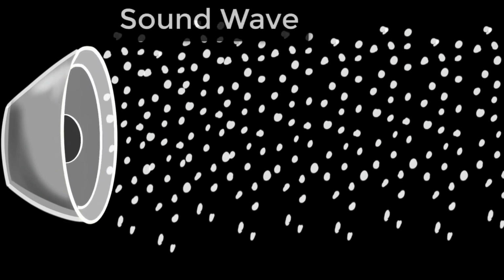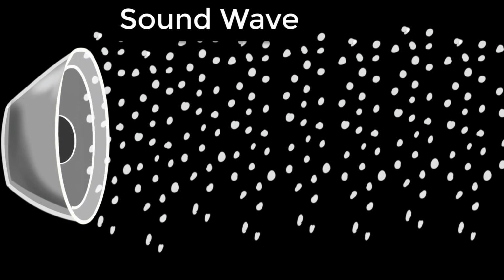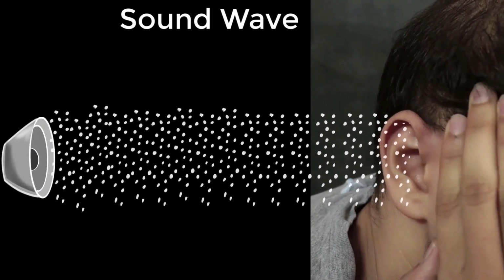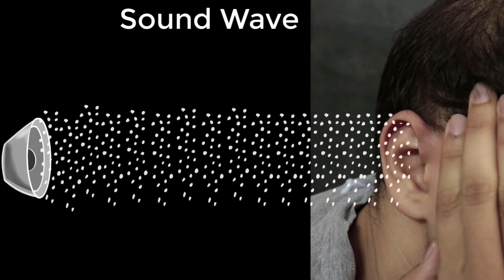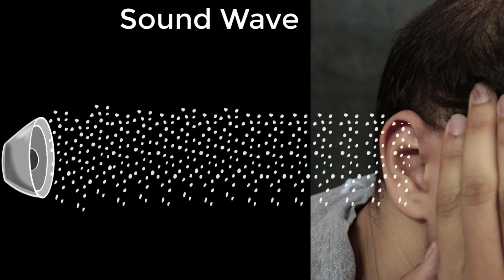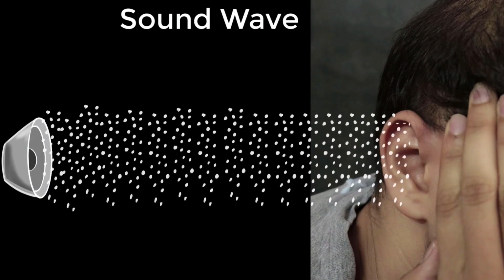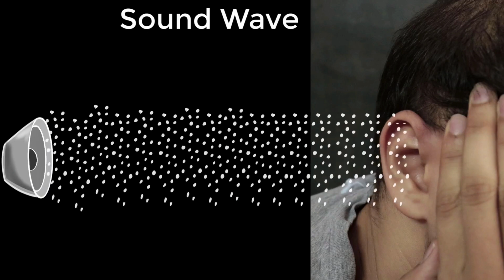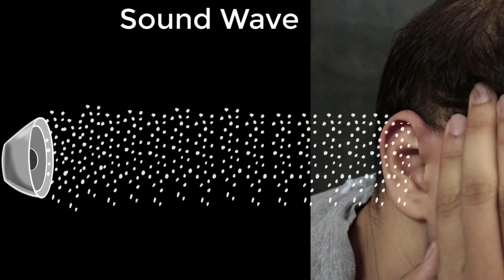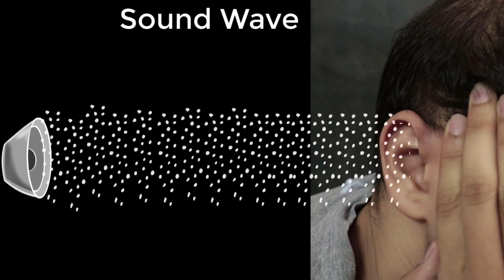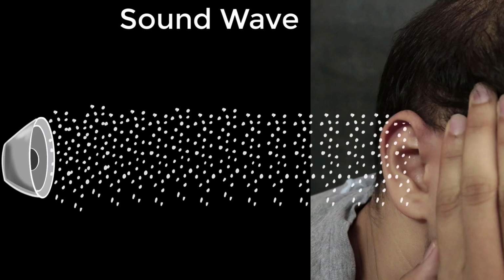Then they vibrate the air molecules close to them, and so on and so forth. And we call this a sound wave. And eventually, when the air molecules close to your ears start vibrating, we hear sound. But how does something as boring as air molecules going back and forth make us experience something like this?